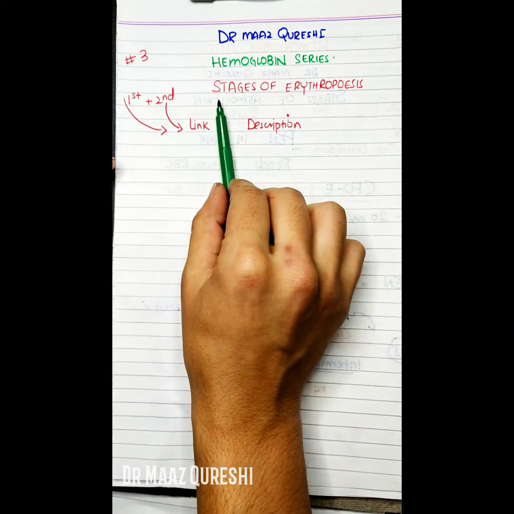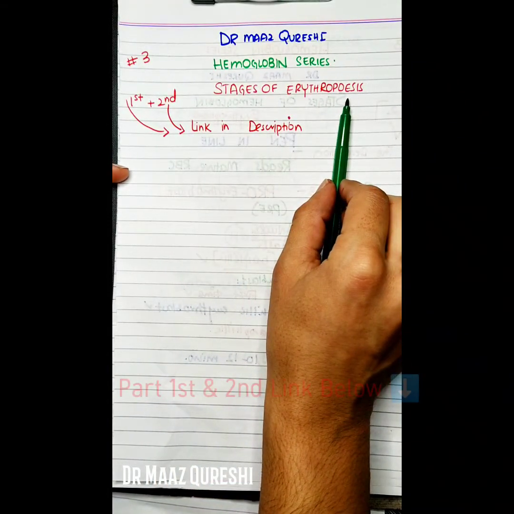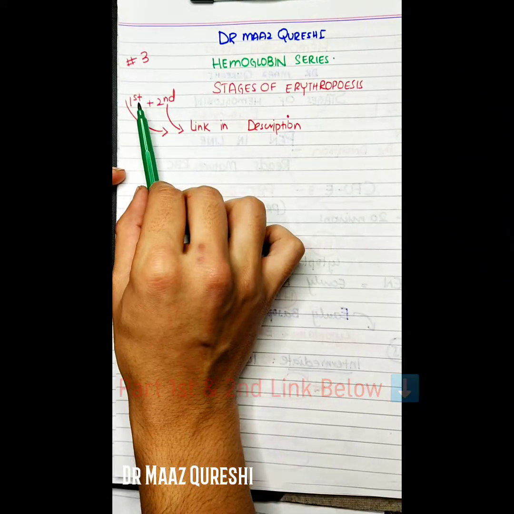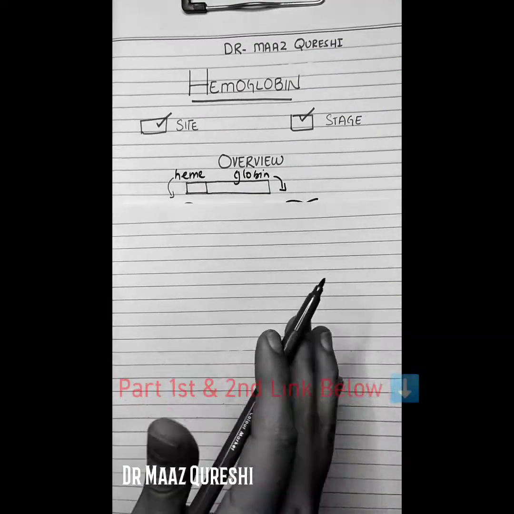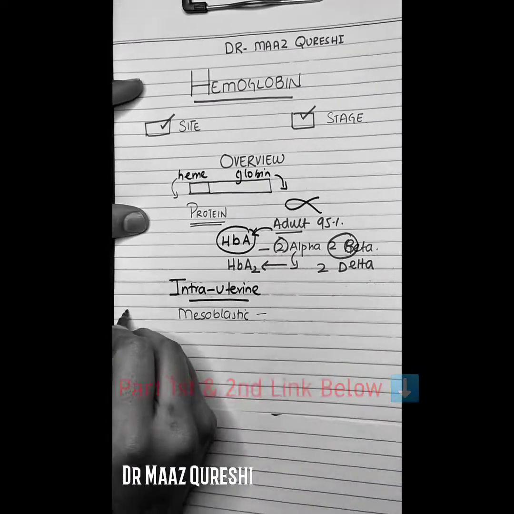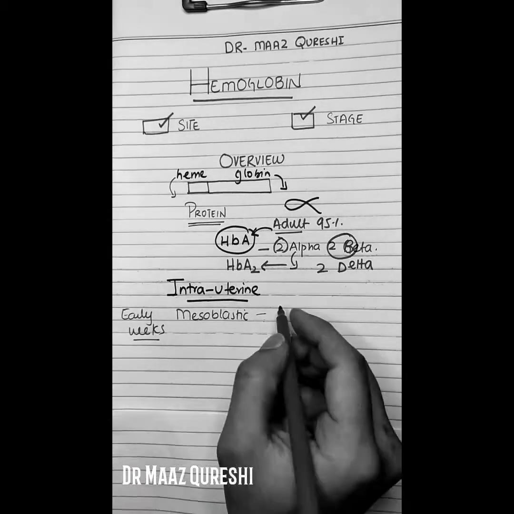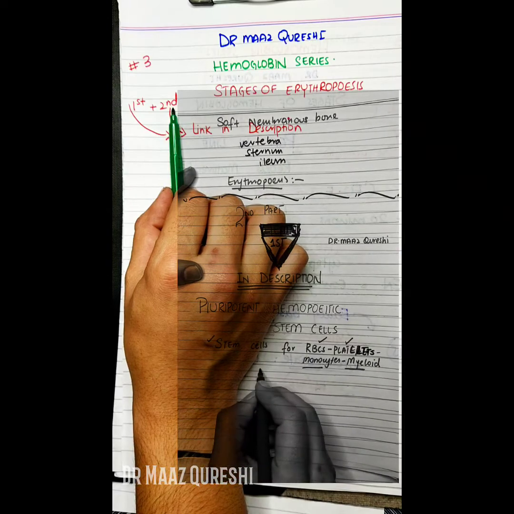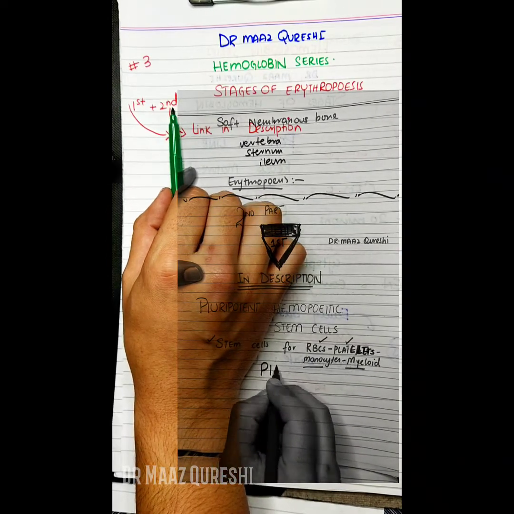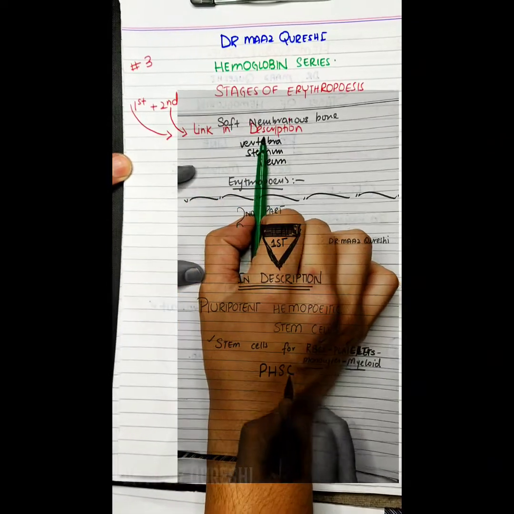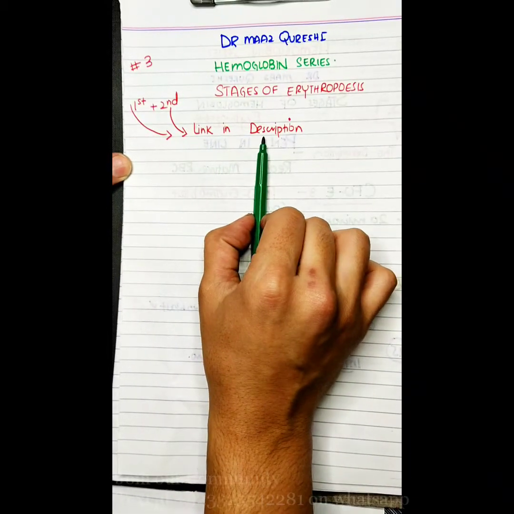And here we will talk about the stages of erythropoiesis. But in order to understand the stages, you need to understand first the site of erythropoiesis and hemoglobin, what it is made up of. Then second, you need to understand the role of pluripotent hemopoietic stem cells in order to understand what is CFUE. So if you haven't watched those videos, link is in the description below.